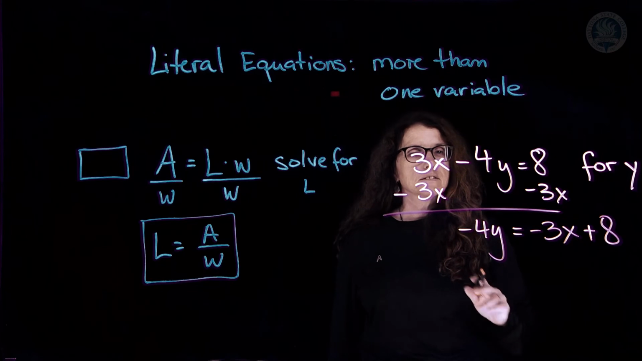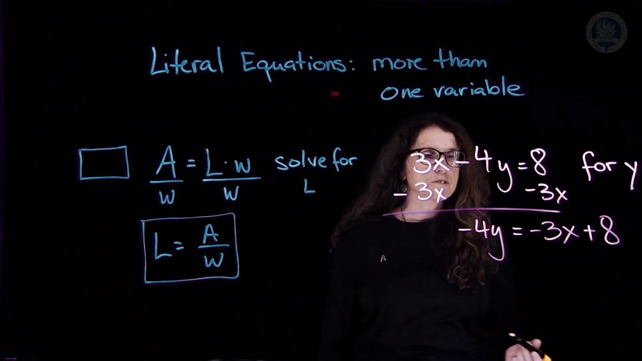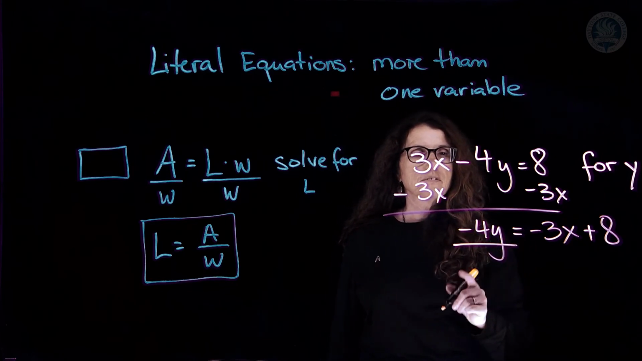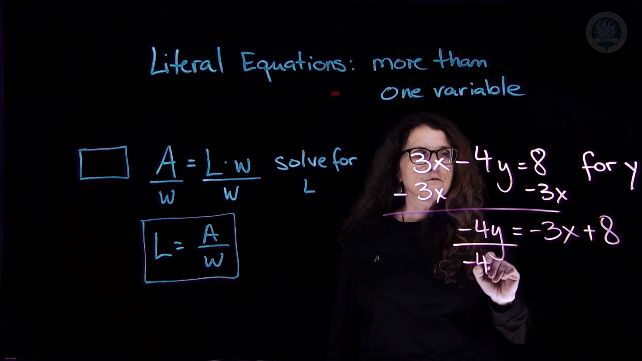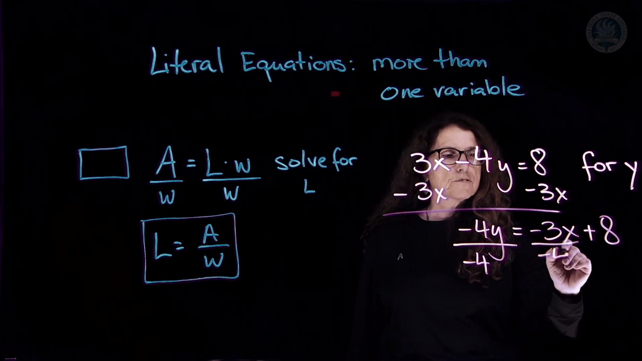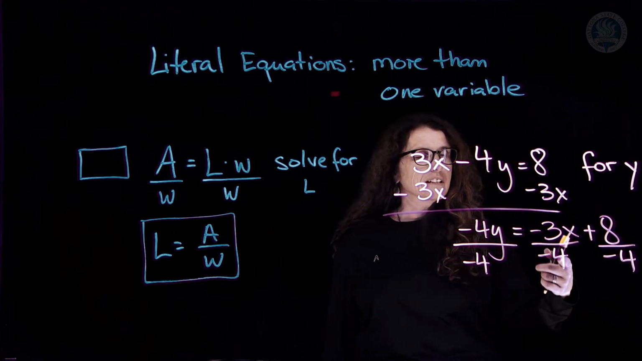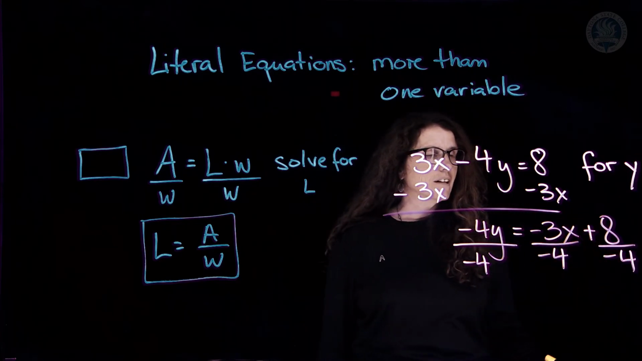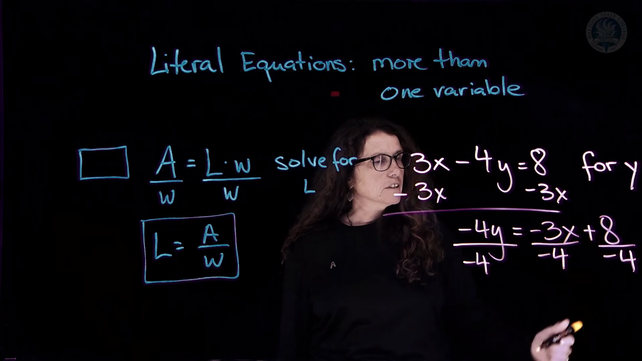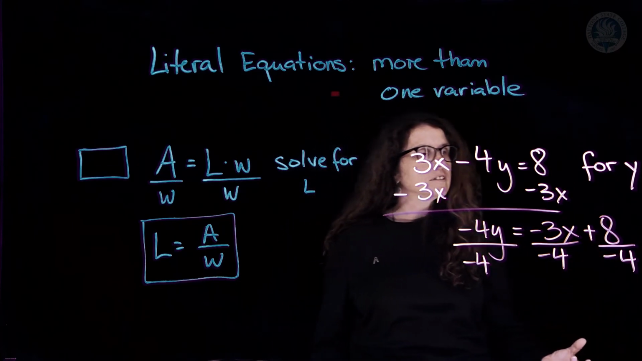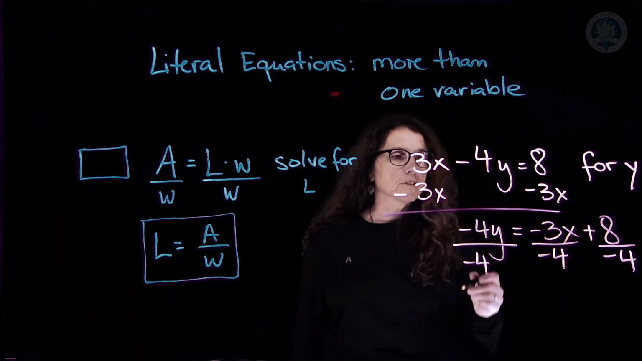Now what? How do you get y by itself? Well, again, this says negative 4 times y. We need to divide by negative 4, and I would strongly encourage you to write it like that, meaning each term on the right-hand side, write it over negative 4, because now you can easily see what can be reduced.